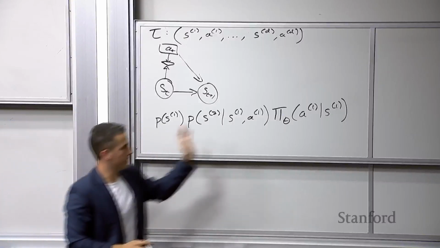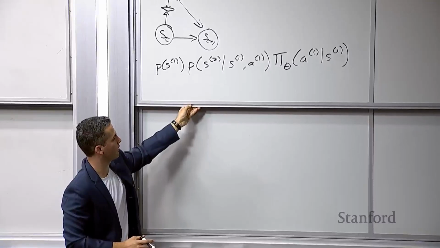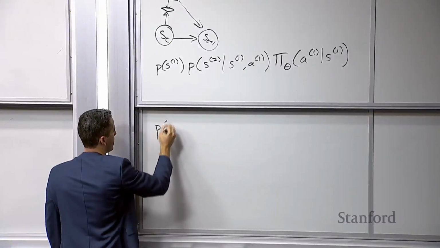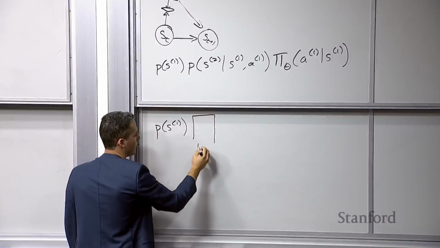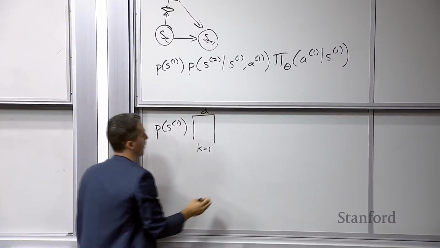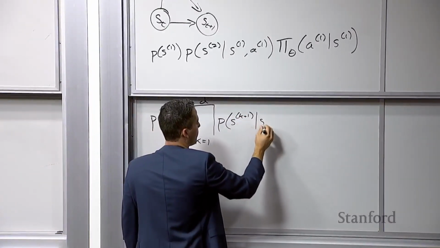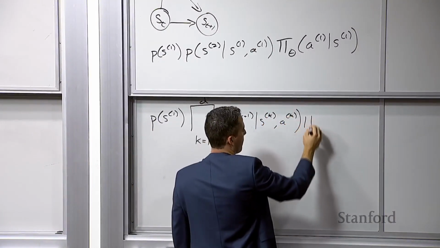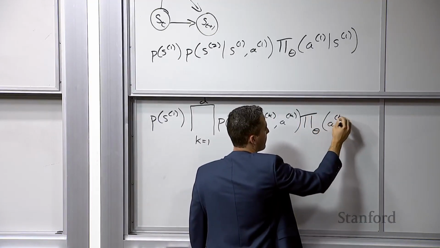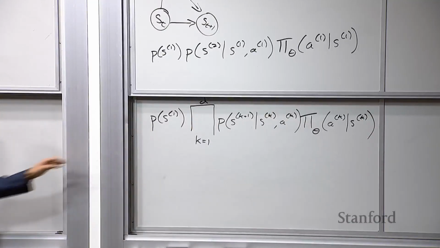So we can continue this out all the way for our entire trajectory, but we can write it a little simpler with some product notation. We have P of s1, and then this becomes a product. We'll say from k equals 1 to d of the probability that we transition to state k plus 1, given we were in state k and took action ak, times the probability that we took action ak in state sk. That's the expression for this probability term that we had over here.